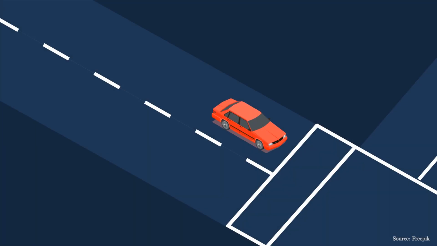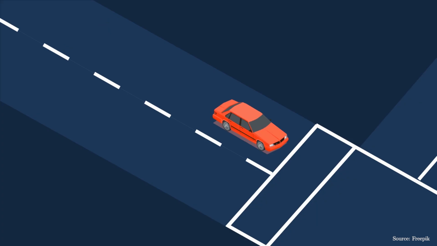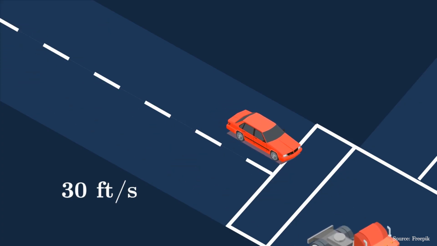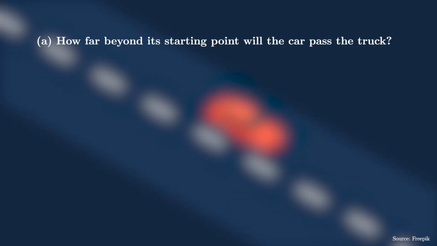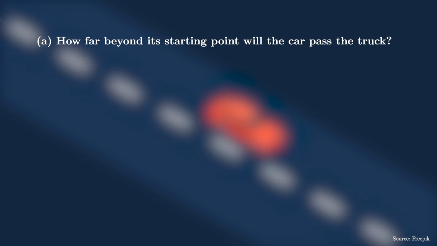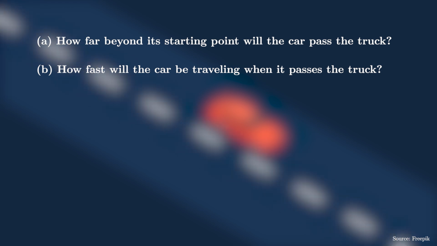At the instant the traffic light turns green, a car that has been waiting at an intersection starts with a constant acceleration of 6 feet per second squared. At the same instant, a truck traveling with a constant velocity of 30 feet per second passes the car. Now we are provided with two questions. How far beyond its starting point will the car pass the truck, and how fast will the car be traveling when it passes the truck?